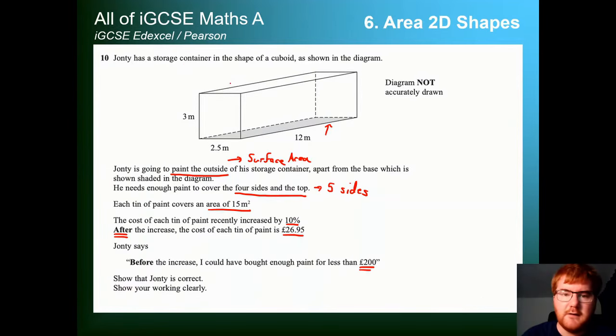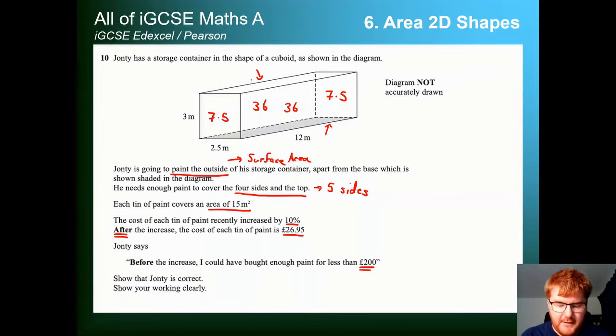So let's work out all the sides that we can see. So 2.5 times 3, that's 7.5. The same front and back. We've got this side here, so the 12 times 3, that's 36 front and back. And we've got that top side, so don't forget that as well. So that's going to be 12 times 2.5, and that's going to give us 30 at the top.